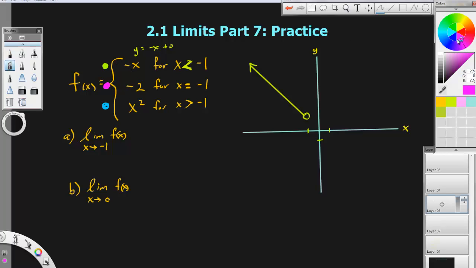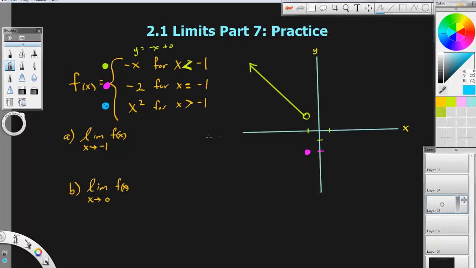Now pink. At negative 1, it's equal to negative 2. Okay, so here's negative 2, and we have a big old solid pink dot there, and that's it. That's all it does. It becomes negative 2 when it's exactly equal to negative 1.